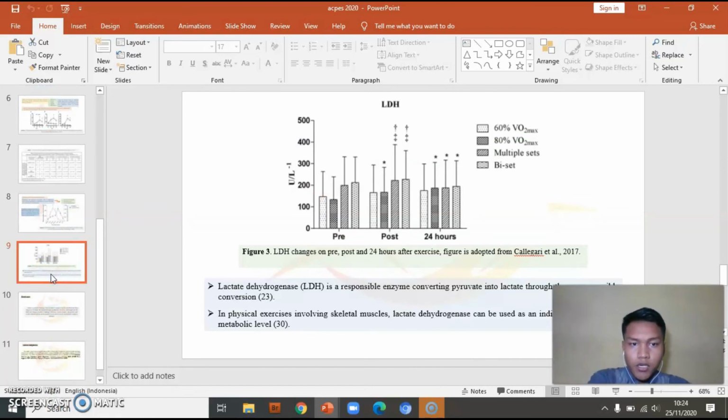Okay, in this figure 3, LDH change on pre, post, and 24 hours after exercise. Figure is adopted from Category. Lactate dehydrogenase LDH is a responsible enzyme converting pyruvate into lactate through the reversible conversion. Okay. In physical exercise involving skeletal muscle, lactate dehydrogenase can be used as an indicator of adaptation metabolic level.